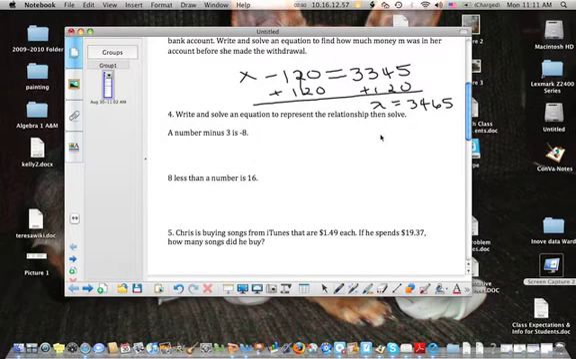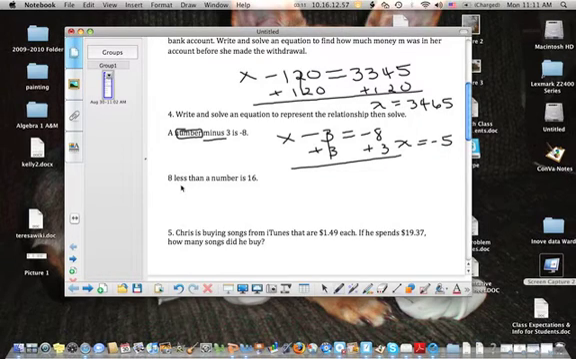I've noticed in class that everyone seems great with the solving. It's just being comfortable with the keywords. For example, in this one, minus is obviously going to mean subtract. Anytime you see the phrase a number, that's always your variable. So a number minus 3 means equals negative 8. Add 3 to both sides to solve, and you would get X equals negative 5.